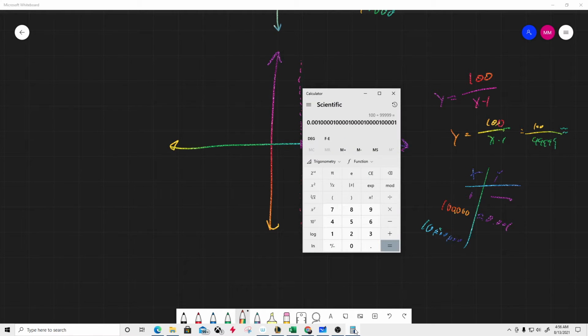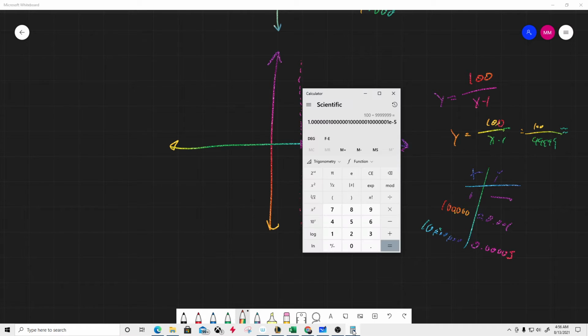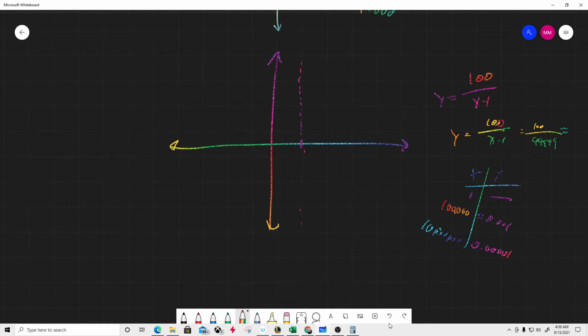Alright, so let's go. That's 10 million minus 1. Okay, so we're gonna go 100 divided by 9,999,999. Right. Okay. So then, the decimal. What it gave us is 0.00001, if I read that correctly. Nope. Let's go back here. So look what's going on here.